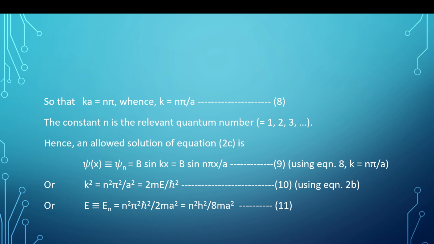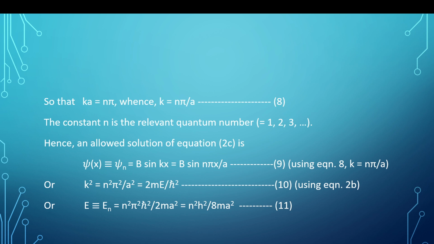It means ka equal to n pi, or k equal to n pi over a. We have done a very important step. We have evaluated k. It means we have gone a few steps ahead. The constant n is the relevant quantum number, as said earlier, having values 1, 2, 3, etc. Hence, the allowed solution of equation 2c, psi x, or psi n, equal to b sin kx, replacing k by n pi by a.